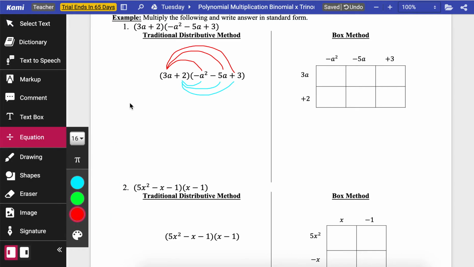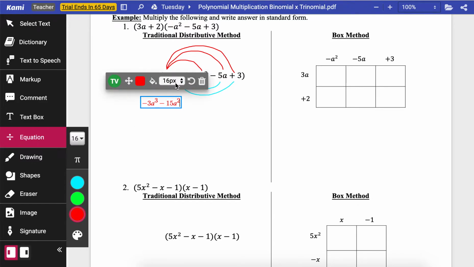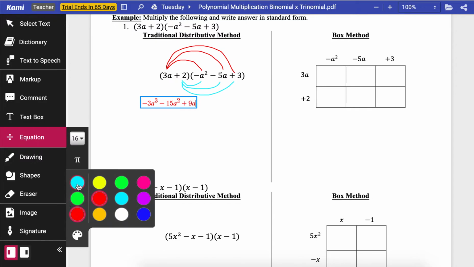So let's distribute that 3a first. 3a times negative a squared, that's negative 3a to the third. 3a times negative 5a, right? 3 times negative 5 is negative 15, and a times a is a squared. And 3a times positive 3 is positive 9a.